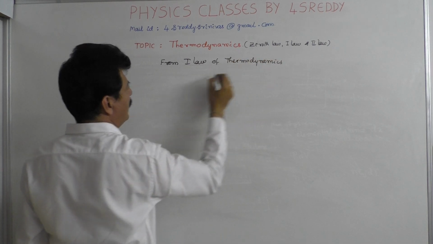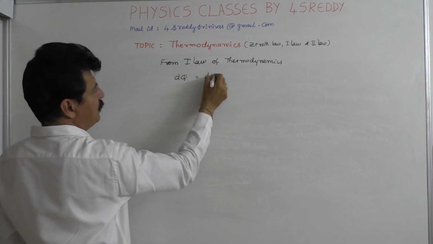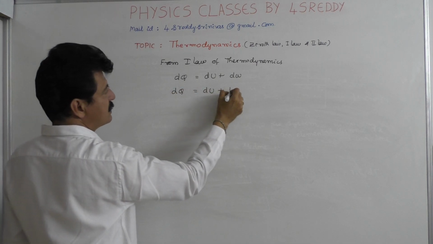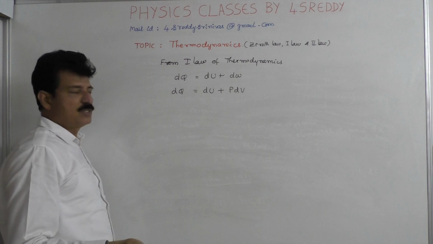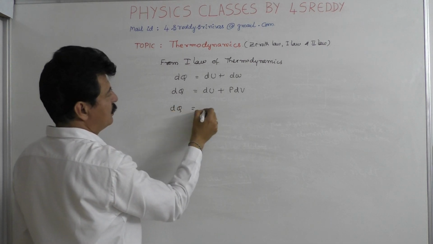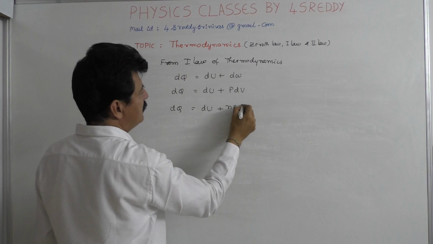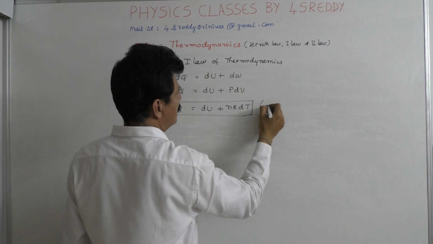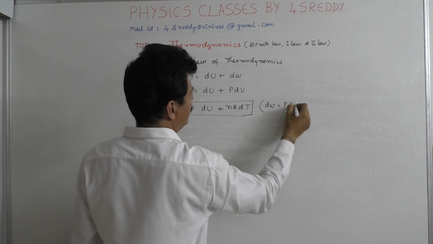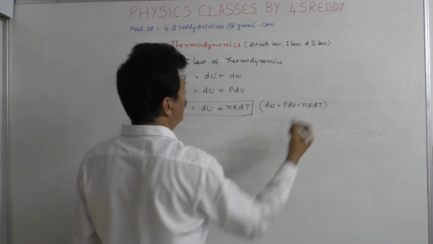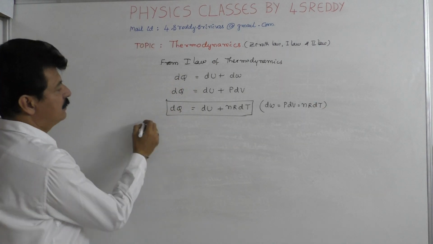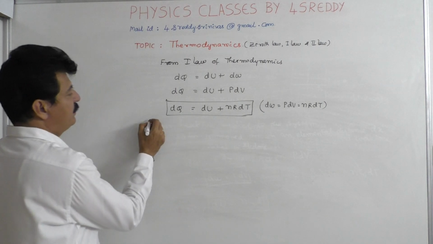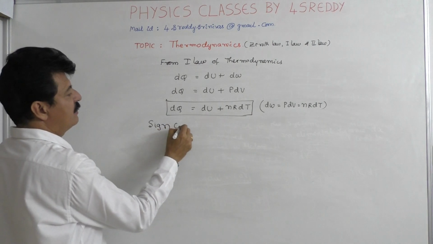The other form you can write is dQ equals dU plus dW, or dQ equals dU plus PdV. This also you can write as dQ equals dU plus nR dT. Different forms. This we can write because dW can be written as PdV, which is equals to nR dT. But whenever you are going to solve problems based on the first law of thermodynamics, we must use the sign convention.